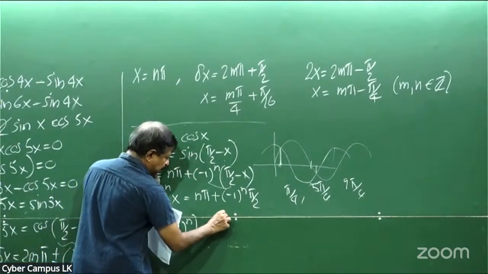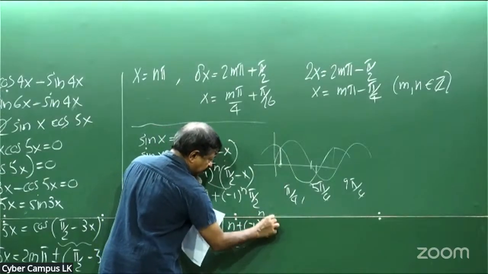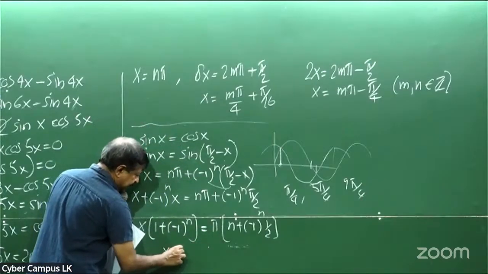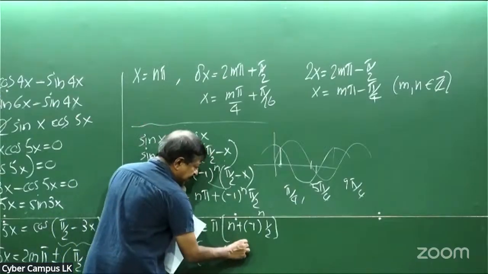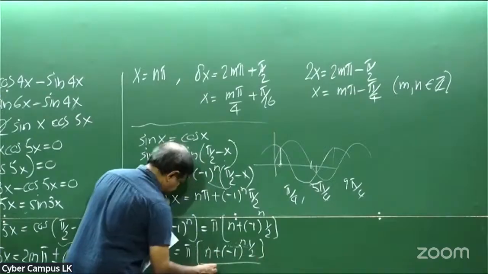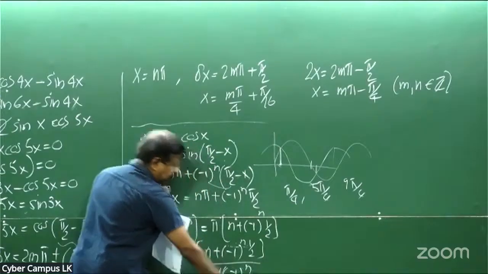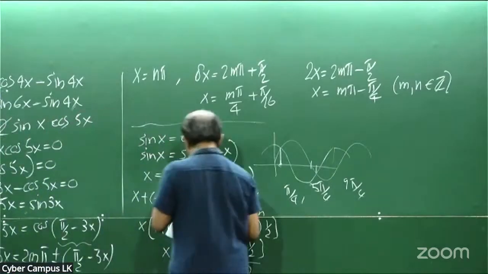I'll pull out pi, you get n plus minus 1 to the power n times half. I'll divide this by this. So x is this. You get these values in a weird way, but still you get the same. Because otherwise we are not sure how you get those solutions using this method. We'll see. Now, if you plug in values for n, you will end up with these results.